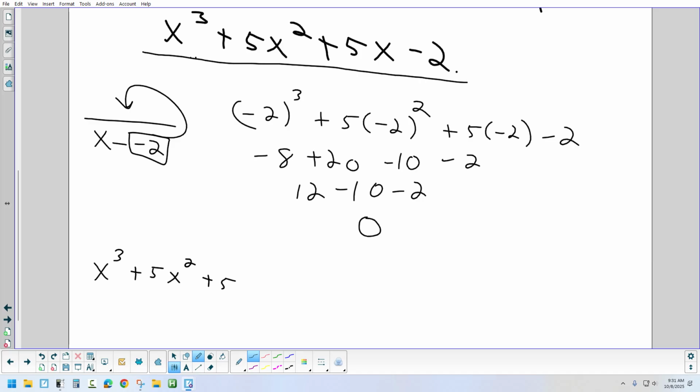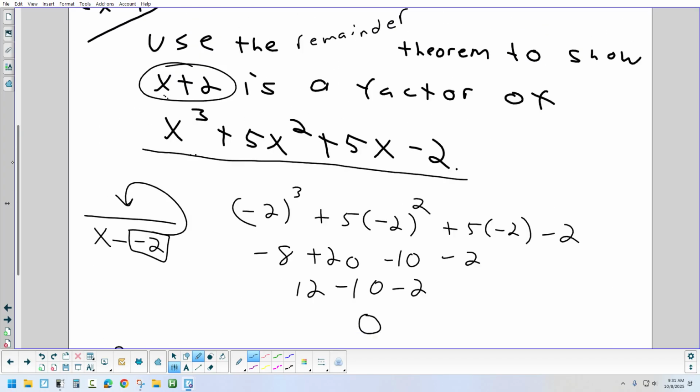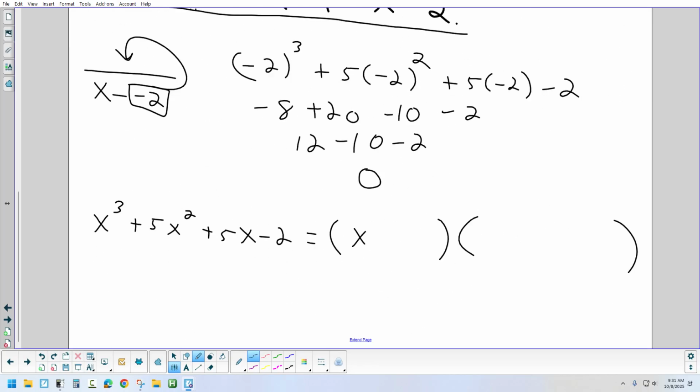So now, if you were trying to factor that problem, x cubed plus 5x squared plus 5x minus 2, that's how you would set it up if you want to factor it. You know one of the factors. One of them is x plus 2. How would you get the factor that goes there? How would you find the other one? Anyone explain how we get that other factor? You just subtract 2.